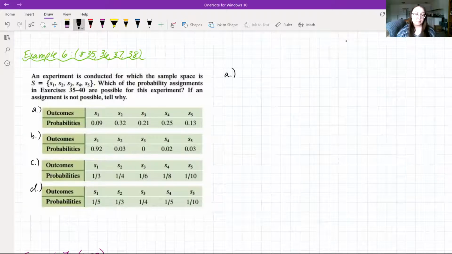So starting with A, we have our outcomes and our probabilities. Now we need to look at each one to make sure it's between 0 and 1. Looking at S1, we have 0.09, that's between 0 and 1. S2, 0.32, that's between 0 and 1. 0.21, between 0 and 1. 0.25, also between 0 and 1. And 0.13, all between 0 and 1. So our first condition is satisfied. Now we just need to make sure that our second condition is satisfied, which is that when we add all of these values up, they are equal to 1. I invite you to take a moment and add those up.